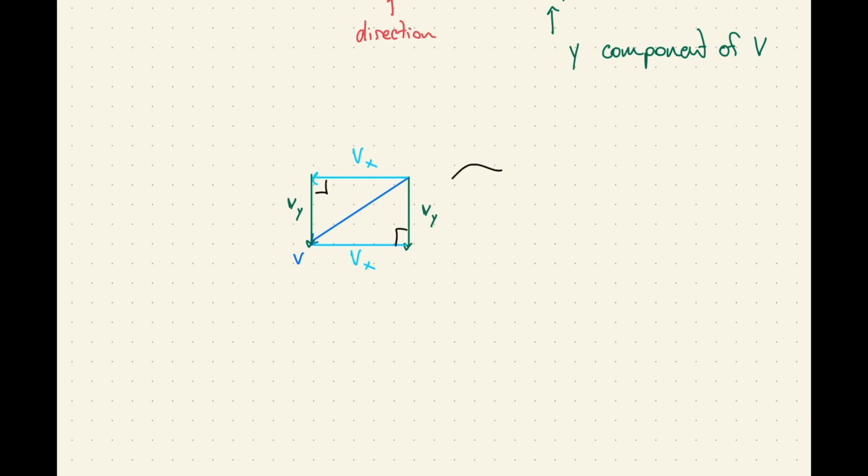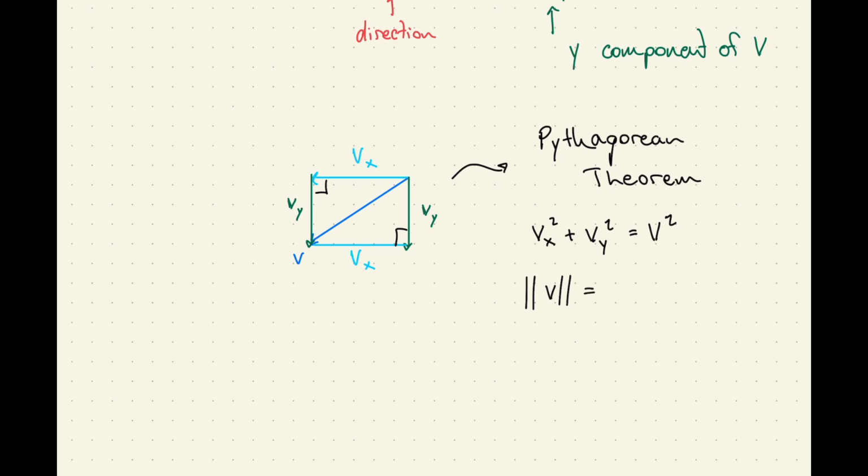And the reason I want to show you guys this is because now, if you have a right angle triangle here and here, then you can use the Pythagorean theorem, right? Everybody remembers this: a squared plus b squared equals c squared. In this case, a and b are the components. vx squared plus vy squared equals v squared. So if you want to find the magnitude of the vector, which normally is written like this, then it is literally the square root of its components squared.